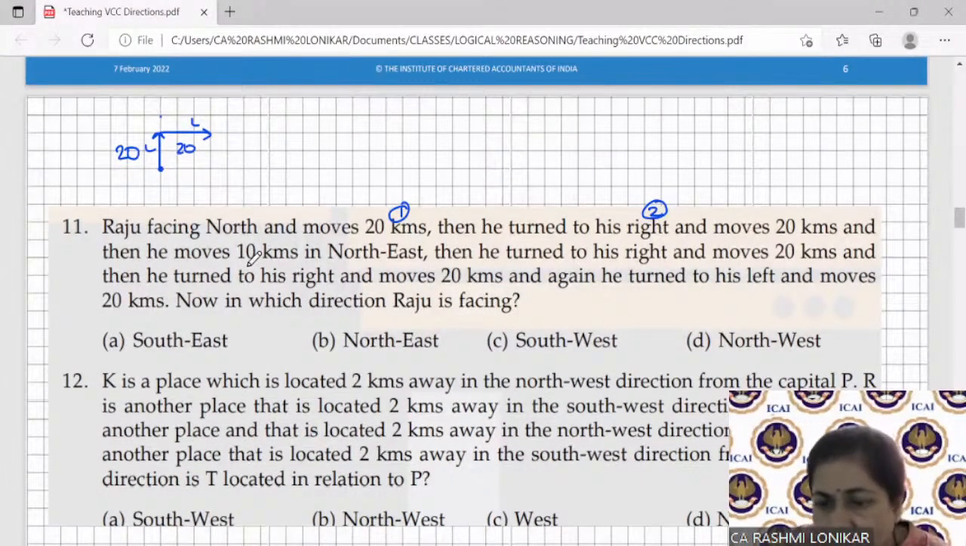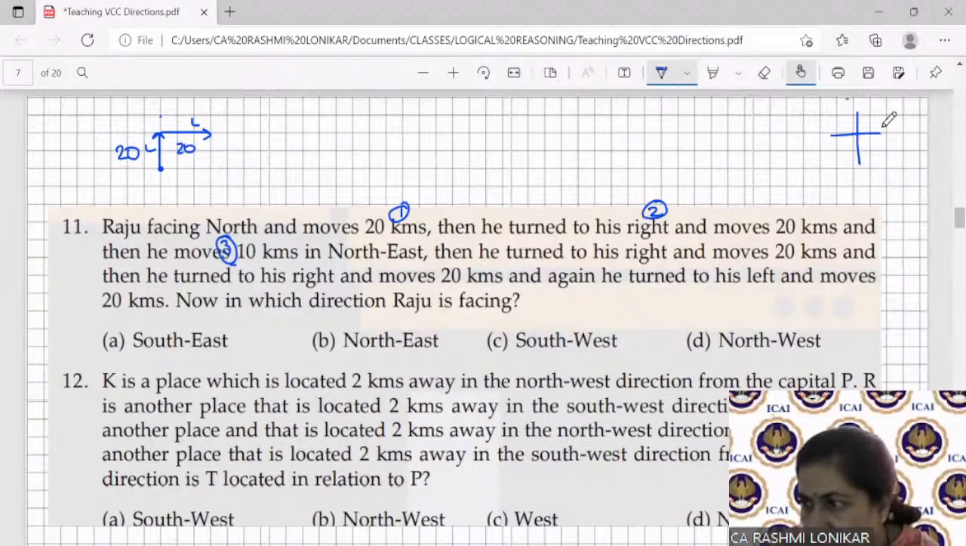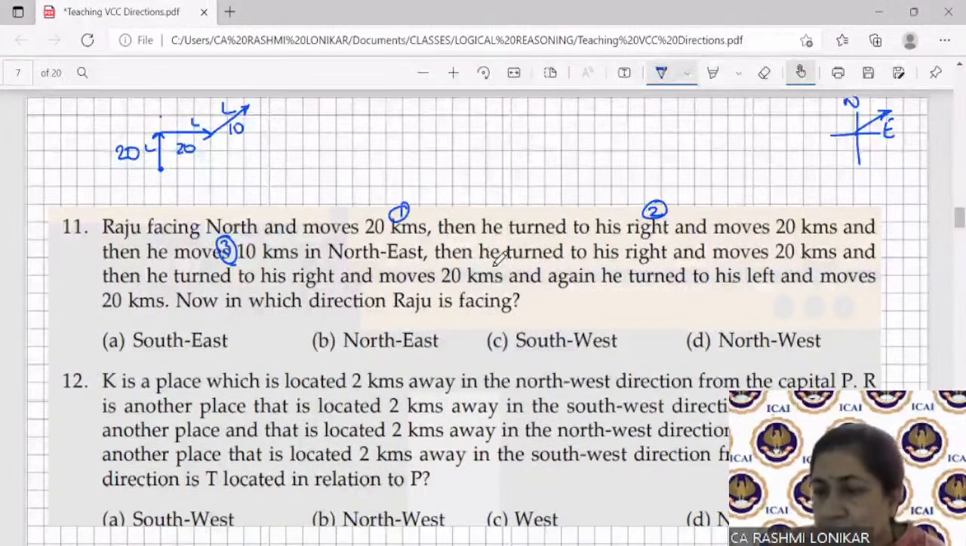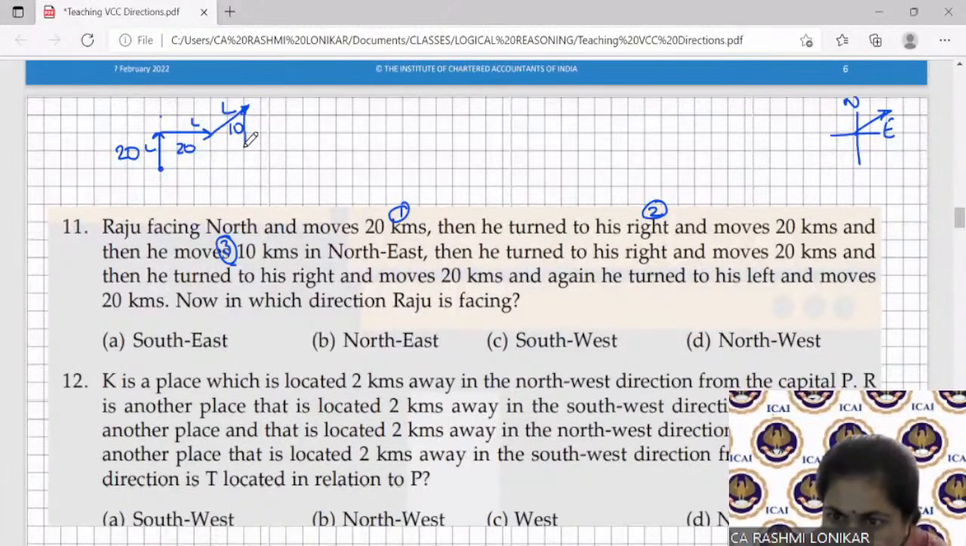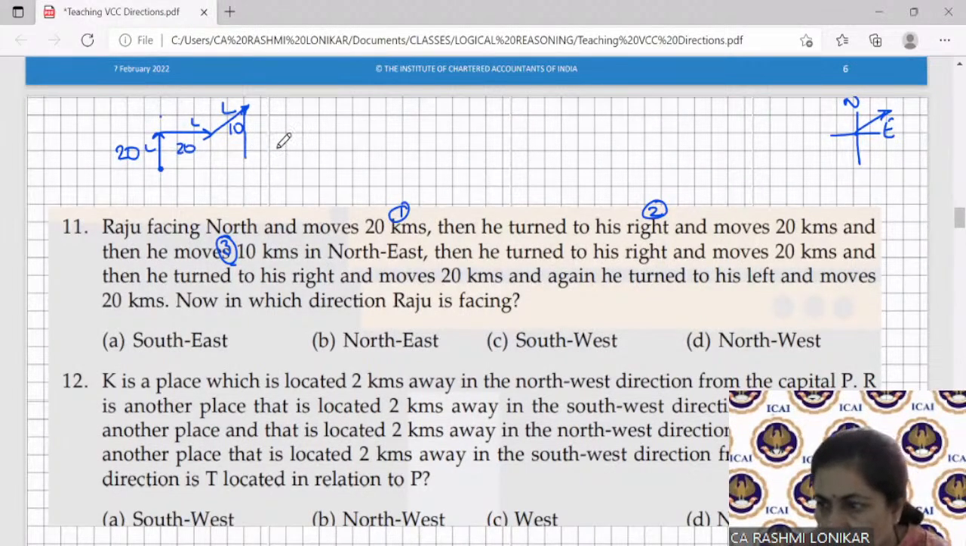And then he moves 10 kilometers to the northeast. So third is 10 kilometers to the northeast. This is my north, this is my east, and northeast is this direction. So from here, he will move northeast. How much is he moving? 10 kilometers to the northeast. This is his left direction. Then he turns right and moves 20 kilometers. So this is his right, and he will move 20 kilometers.